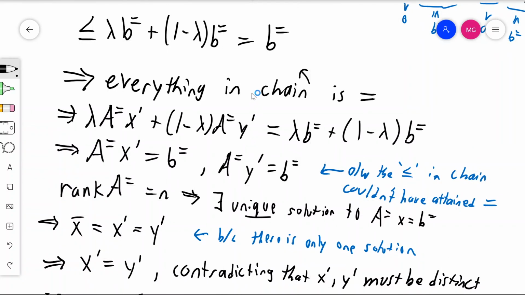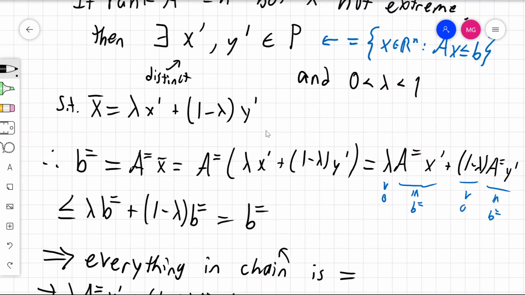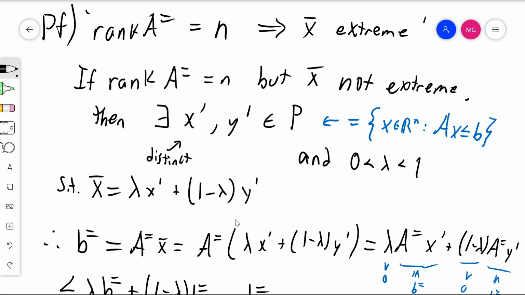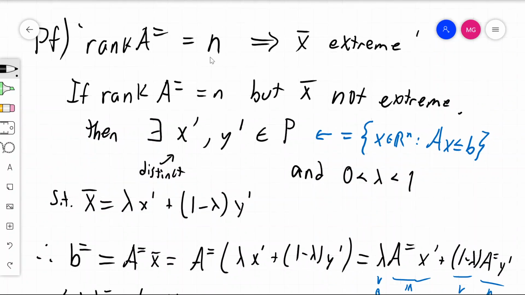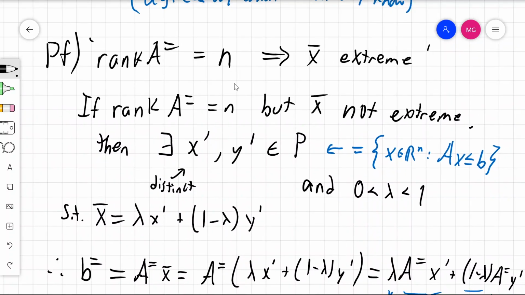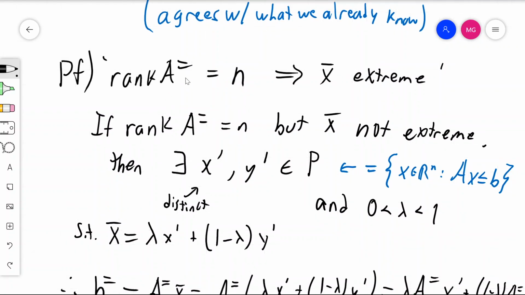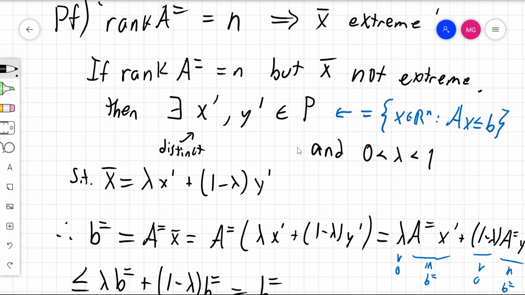All of that came about from assuming that x bar was not extreme. Then we got this whole chain that gave us a contradiction. So in fact, x bar must have been extreme. So if the rank of A equality is n, x bar has to be extreme, because the columns of this matrix are linearly independent, so there's only one solution. Anyways, the method we just outlined shows this. So that's the first direction: we just showed that if the rank is n, this is extreme. Now we need to go in the other direction, and show that if x bar is extreme, then the rank of A equality is actually equal to n.